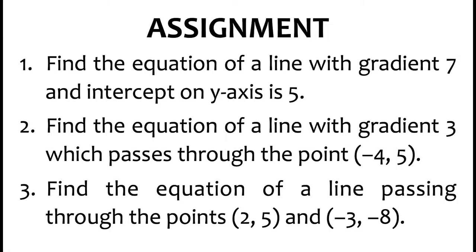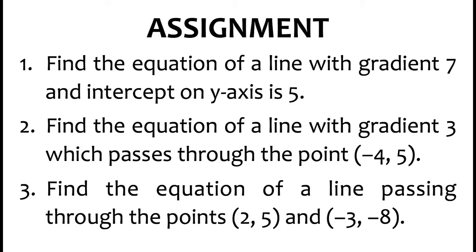Question 1 goes like this. Find the equation of the line with gradient 7 and intercept on y-axis is 5. Question 2. Find the equation of a line with gradient 3 which passes through the point (minus 4, 5).